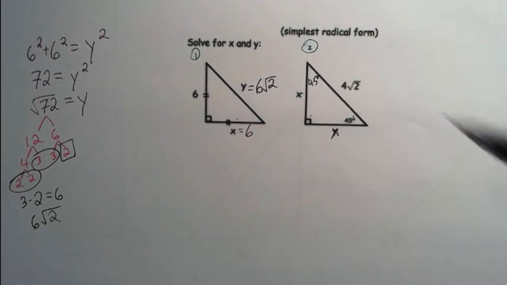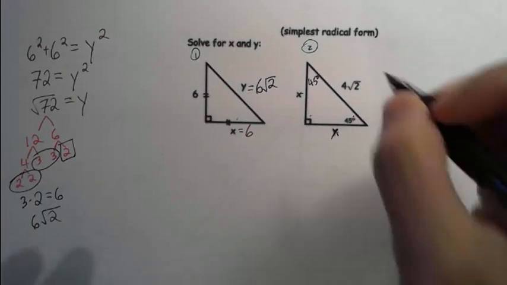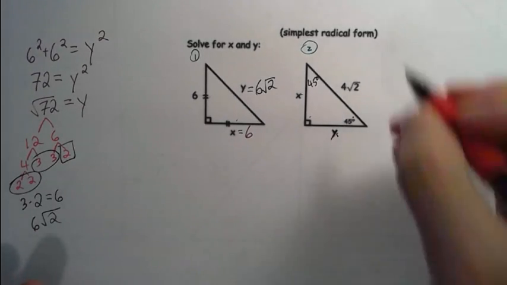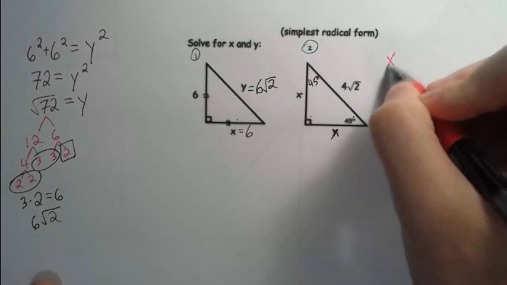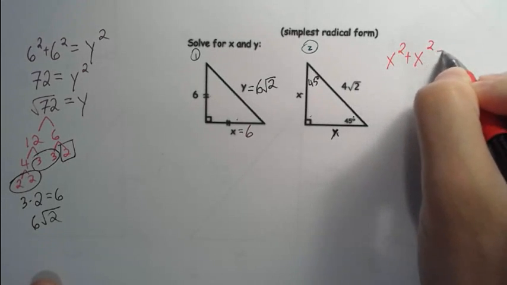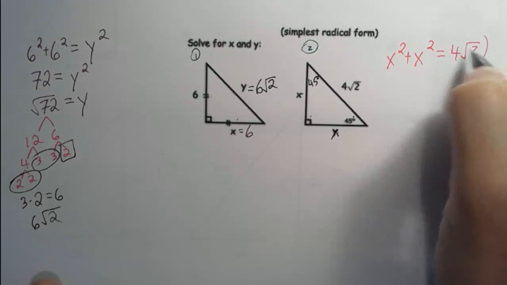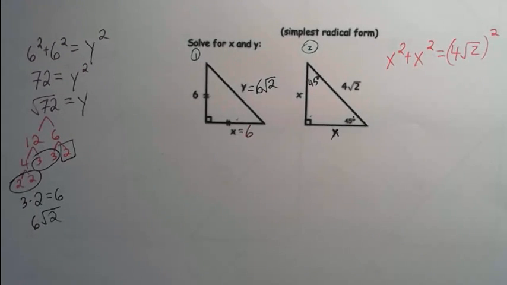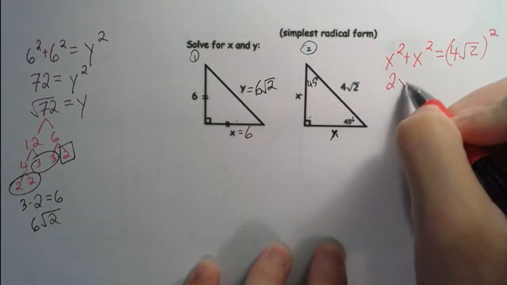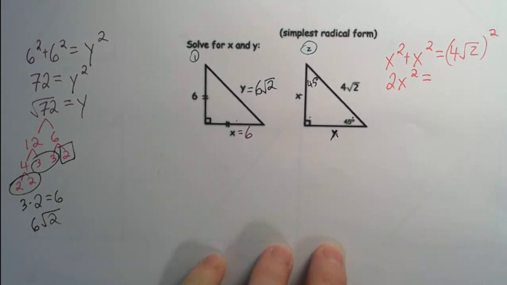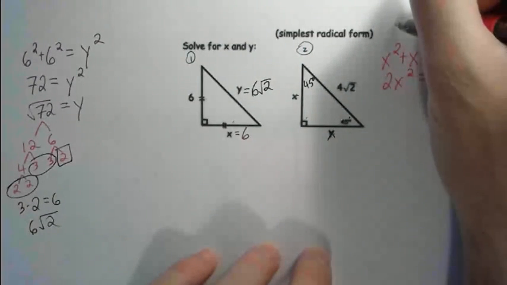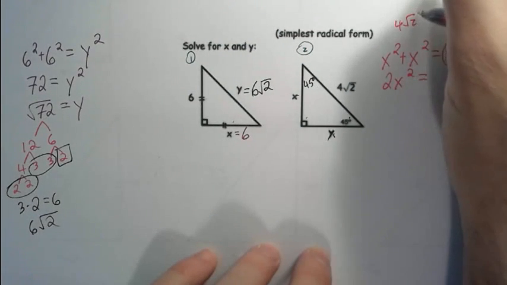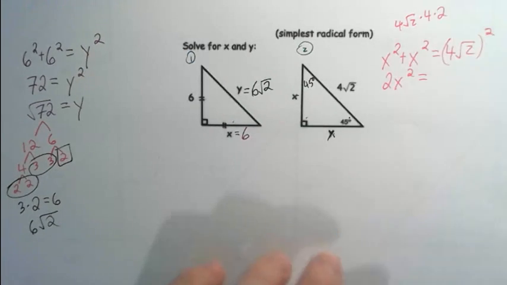And I know that 4 square root of 2 is going to be my hypotenuse side already. So for this triangle on the right, we can write that as x squared plus x squared equals 4 root 2 squared. And that's just Pythagorean theorem, exactly as we did it before. X squared plus x squared is 2x squared. And 4 root 2 times 4 root 2, we can just write it right about here, 4 times the square root of 2 times 4 times the square root of 2.